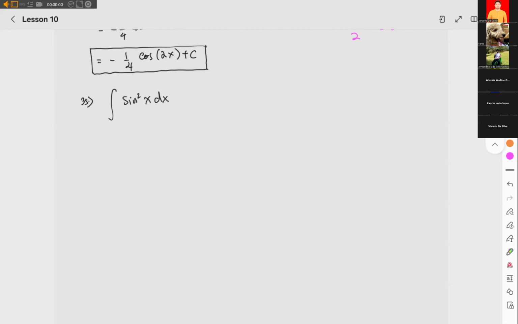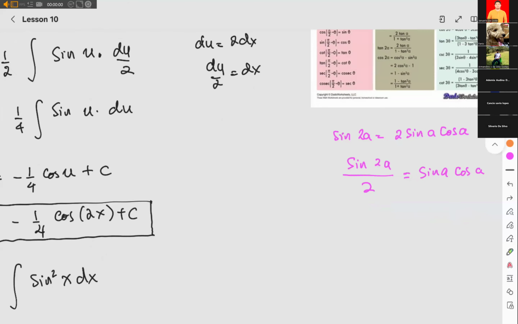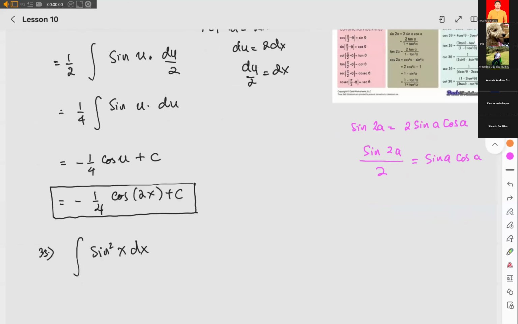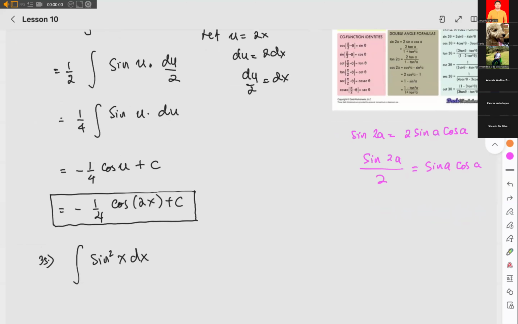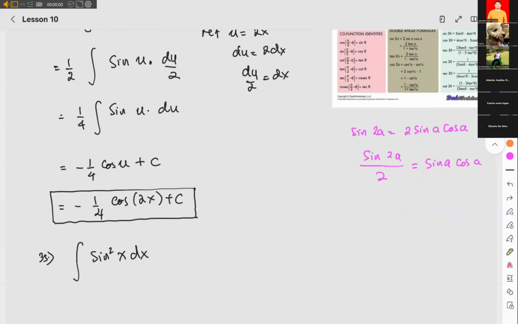So sine square of x is simply equal to what? So for example, if I look here, cos of 2a is equal to this, also equal to this, also equal to this. So there are three different ones, right? But I have a sine square here, so I need to look for the one that has a sine square. So cos of 2a is also equal to 1 minus 2 sine square of a, right? I know that.